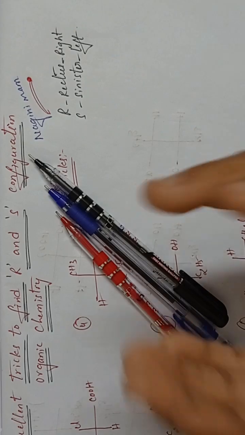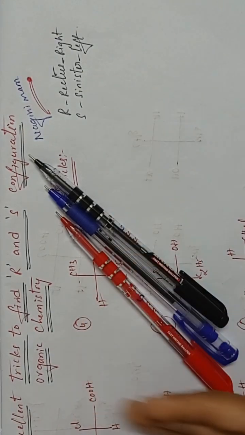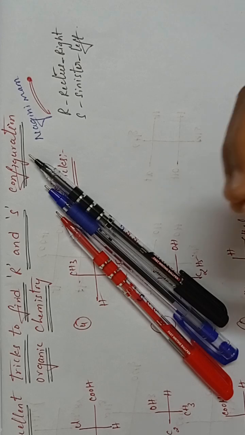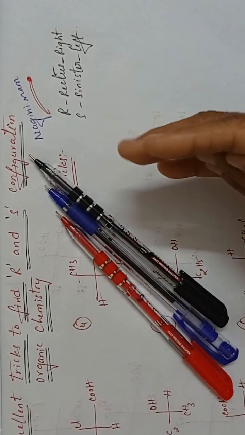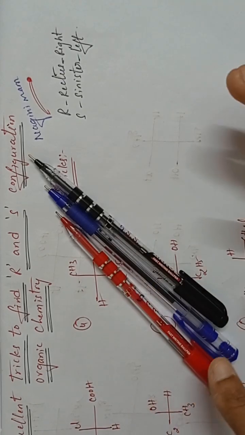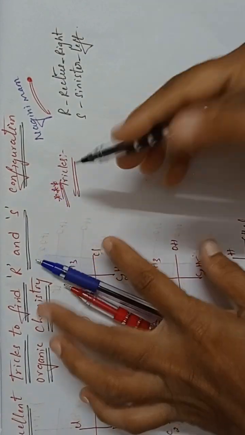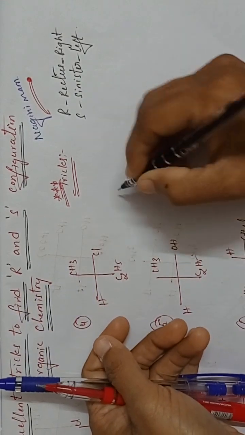Clear? So first I will discuss the tricks, students, then we will go for the examples. Very easy topic. First you have to remember these tricks, then you can easily answer any type of question based on this topic. Okay students, see here, tricks. First one, trick number one.